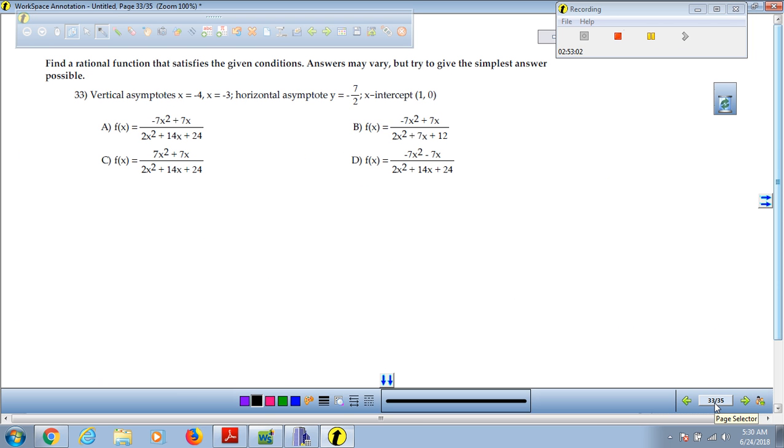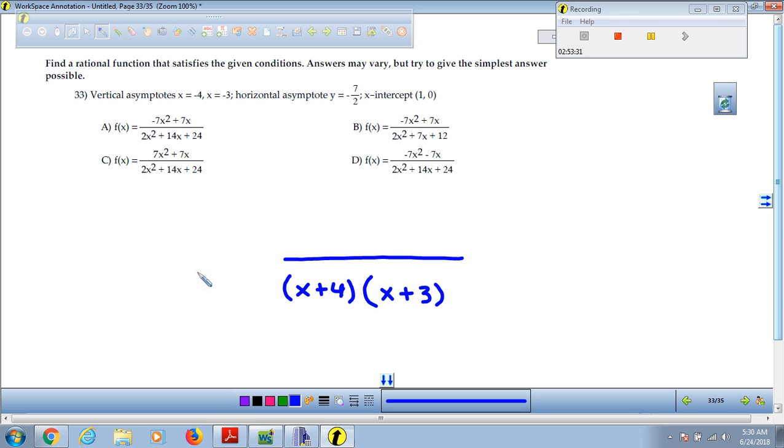Find a rational function that satisfies the given conditions. Answers may vary, but try to give the simplest answer possible. Okay. So vertical asymptote. So it's the same thing. We're just practicing the same strategies. So vertical asymptote of x equals 4. So I'm going to put x plus 4 here. I'm going to do it a little bit faster because I know vertical asymptotes are supposed to be in the denominator. X plus 3. I'm switching the signs, right?